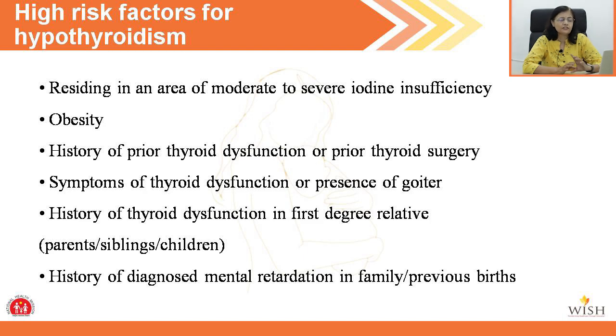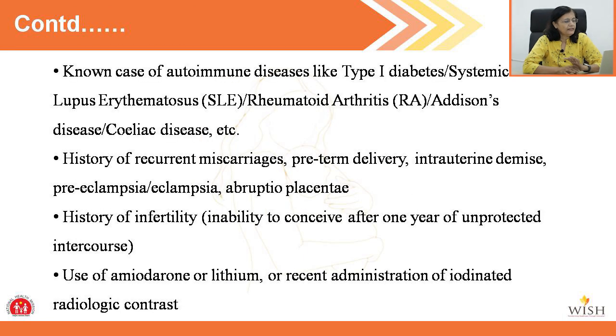If there is any history of mental retardation in the family, or of preterm deliveries or miscarriages, then we always have to suspect hypothyroidism in the family and that history should be taken. Other than that, people who have an autoimmune disorder like type 1 diabetes, SLE or rheumatoid arthritis may have hypothyroidism as a part of the syndrome. Sometimes these patients have multiple endocrine neoplasia syndromes, in which these autoimmune disorders are also included.